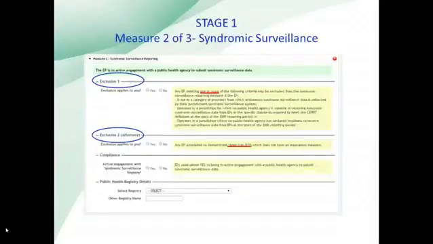Measure 2 of 3, syndromic surveillance. The EP is in active engagement with a public health agency to submit syndromic surveillance data. There are 2 exclusion opportunities. The first one: if you meet 1 or more of the criteria below, you may take the exclusion by checking yes. The second exclusion is an alternative for those who were supposed to be in Stage 1 in 2015, and there is no equivalent measure.